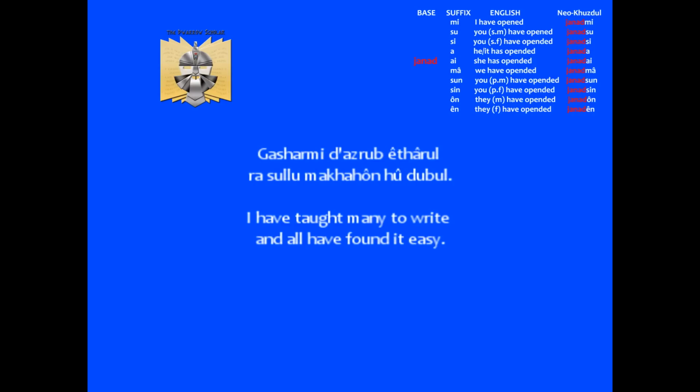I have taught many to write and all have found it easy. Focusing on the perfect tense verbs and conjugations once more, we notice two of them in this line. Gasharmi, which is base gashar, which we saw earlier, and mi, to indicate the first person singular. Gasharmi means I have taught or I teach.